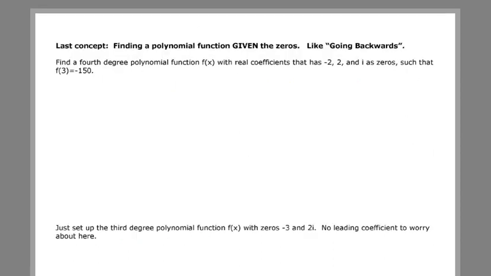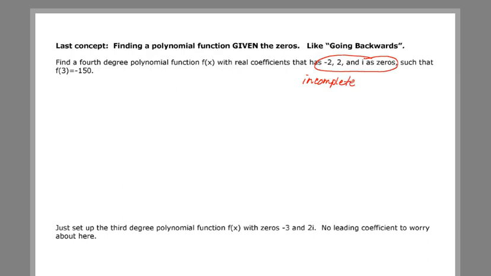Last thing we're going to do is sort of go backwards. Can you find the polynomial equation if you were given the zeros? Let's take a look at this. This is what I said earlier. We have a 4th degree polynomial function that has real coefficients, and this is the list of zeros, and that list is incomplete.